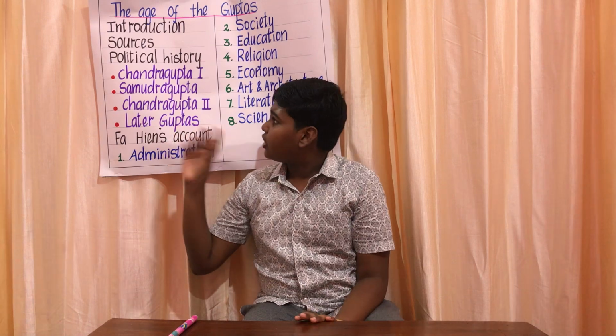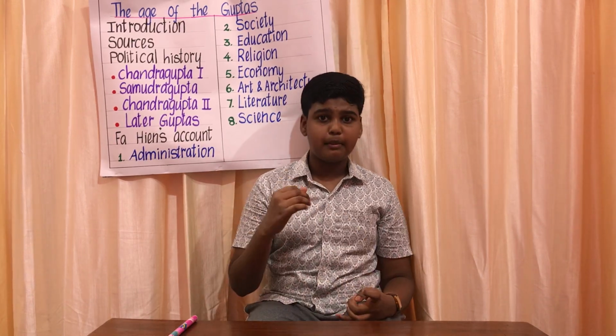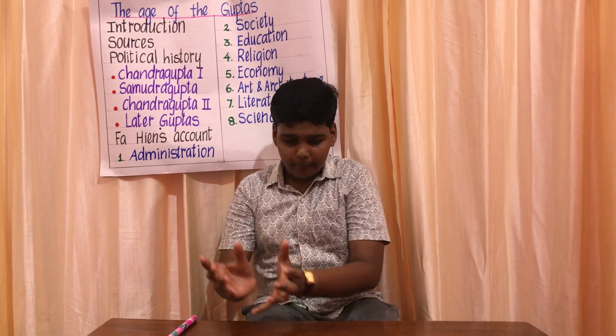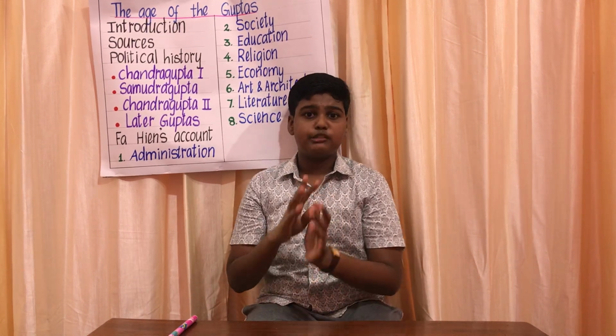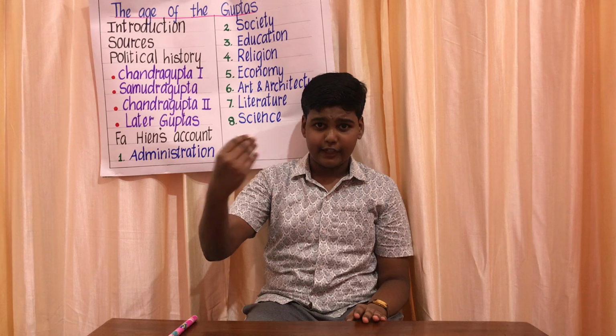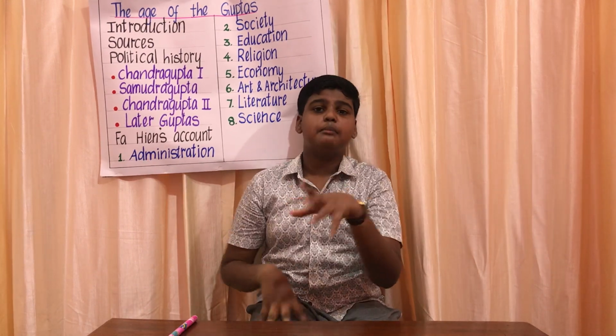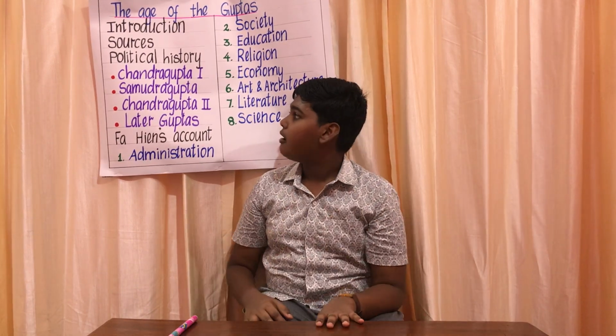So Samudragupta was known as the Napoleon of India. He performed the Ashwamedha Yagna to assert his political supremacy. What do you mean by that? Yagna means offering or sacrifice, and Ashwamedha means horse sacrifice. So Ashwamedha Yagna is a horse sacrifice.